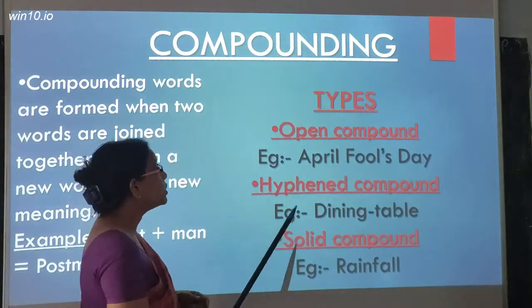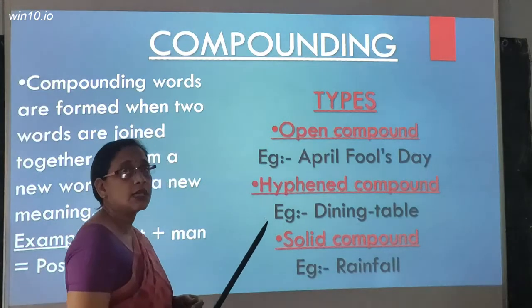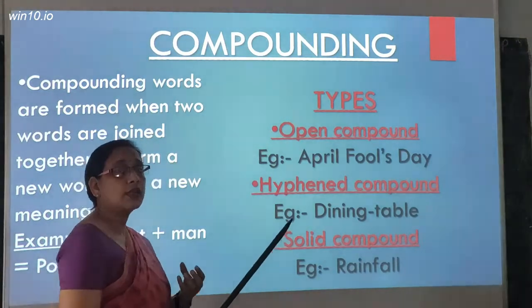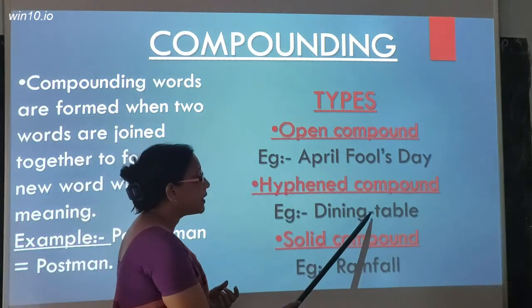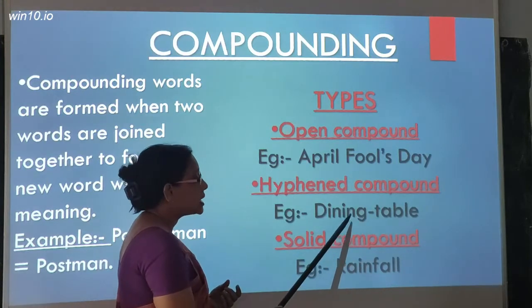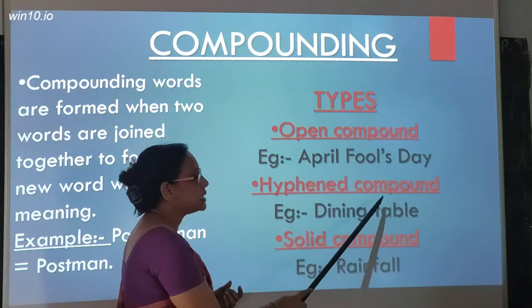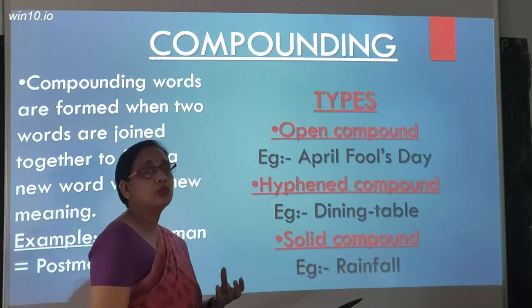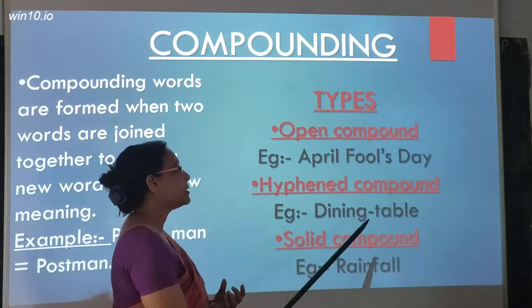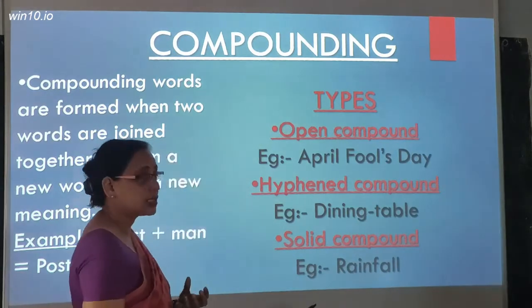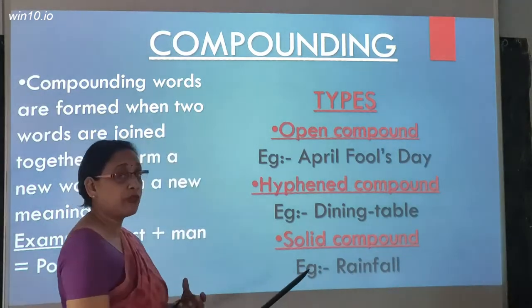This is open compound. What is hyphen compound? The same: the two words are joined together, but have a hyphen between them. Dining is a complete word, and then hyphen, and table is a complete word. When they both join together, "dining-table" is a compound word. It's a new word before us.